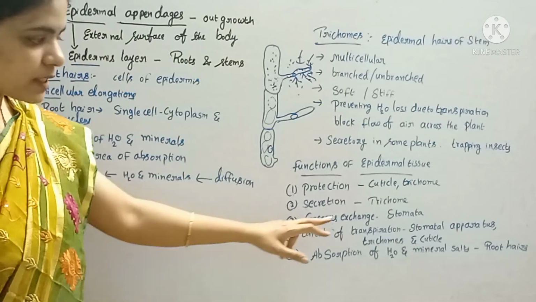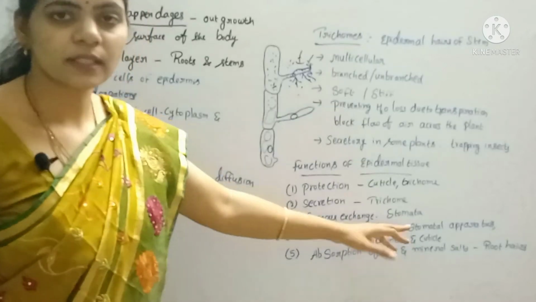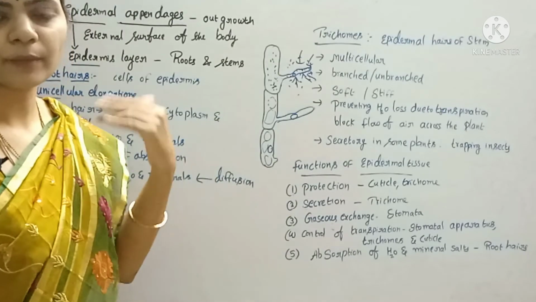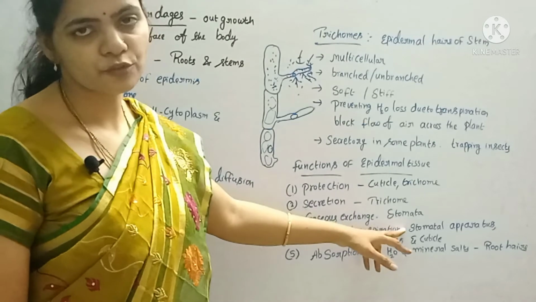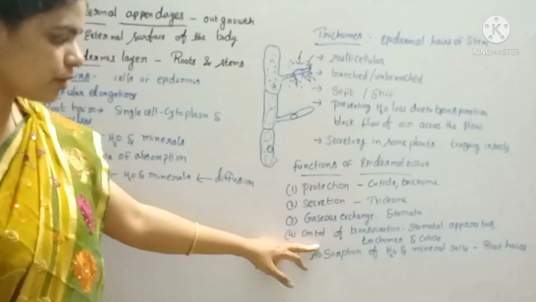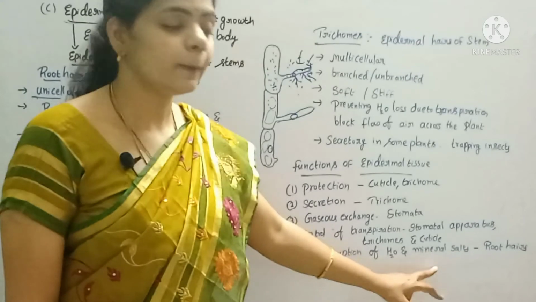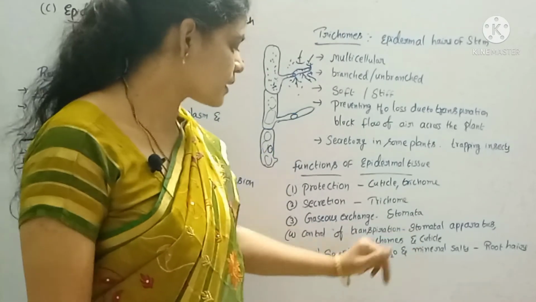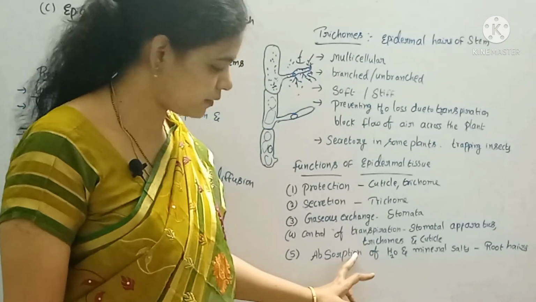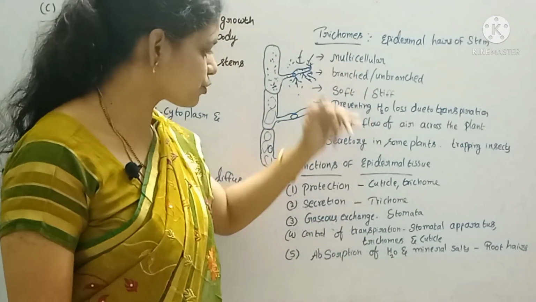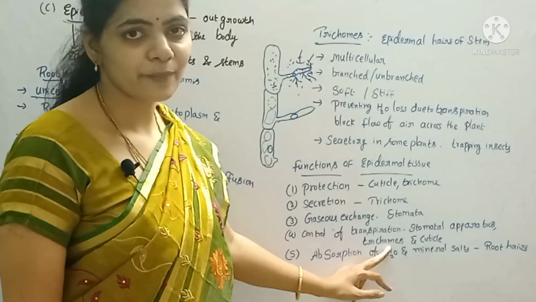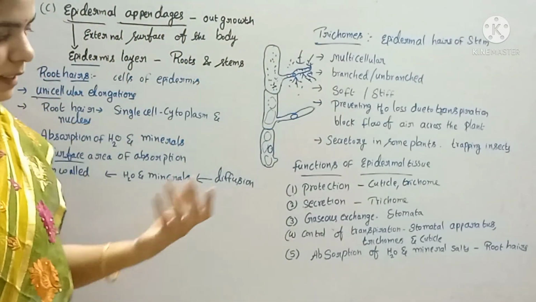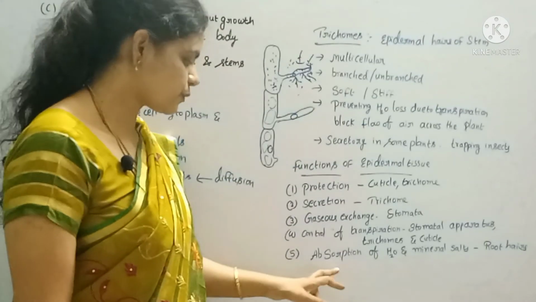Gases exchange. As we have studied in stomata, the exchange of carbon dioxide and oxygen from the outside environment to the plant, and from the plant into the environment, is done by the stomata only. The next one is control of transpiration. Here, the stomatal apparatus like guard cells control the transpiration, right? And not only that, trichomes also cover the stomatal apparatus and control the transpiration, and the cuticle also prevents the loss of water, and hence also is involved in the control of transpiration.